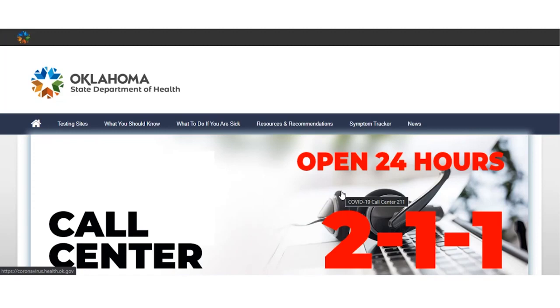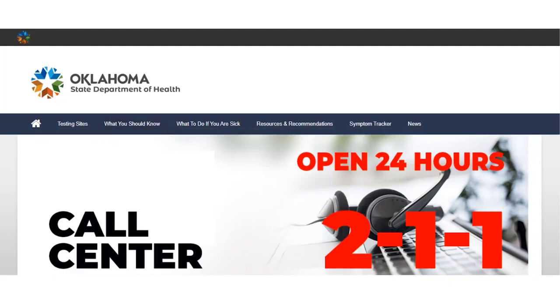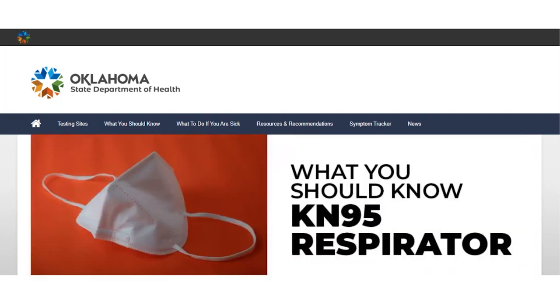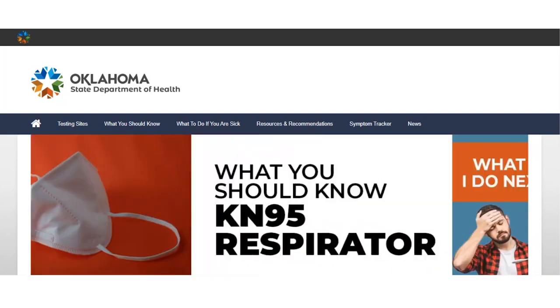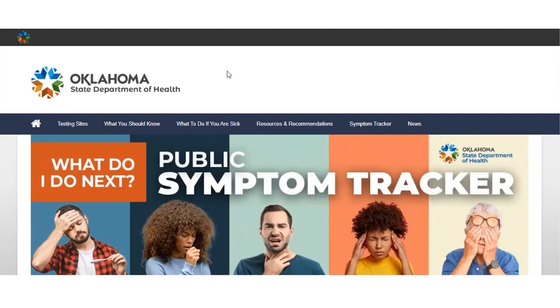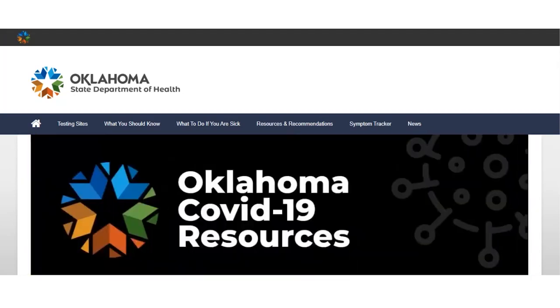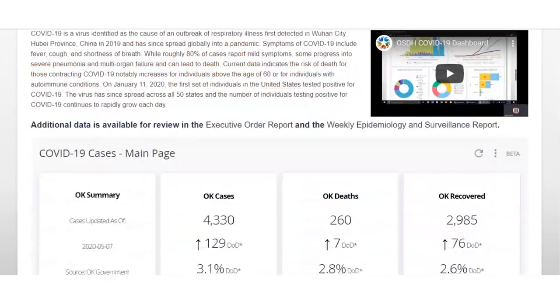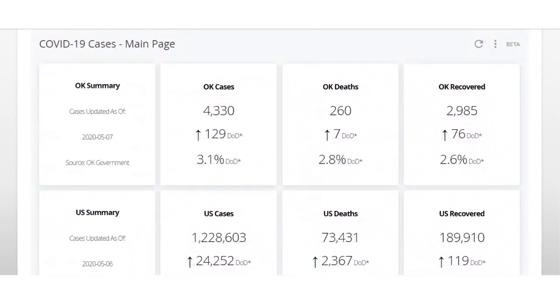As we get started, you'll notice that here we are at the coronavirus.health.ok.gov landing page. Once you visit this COVID-19 page, you will scroll down and you will see the COVID dashboard's main page. If you are using a mobile device to view the dashboard, it will be very important to fully scroll through the page to view all information.